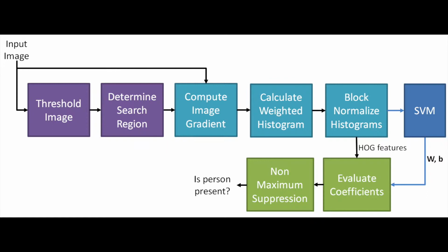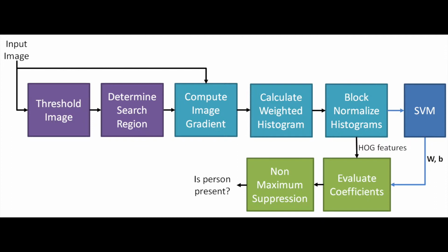First, the image is thresholded to create a black and white image. And then search regions are determined by only considering the white or warm regions of the image, since in most situations humans are warmer than their surroundings. Once we have determined the search regions, we then take the original image and begin the human detection process.